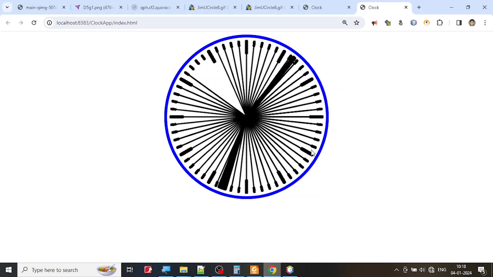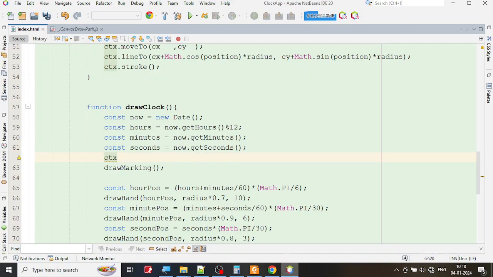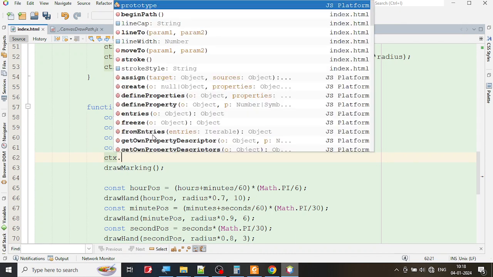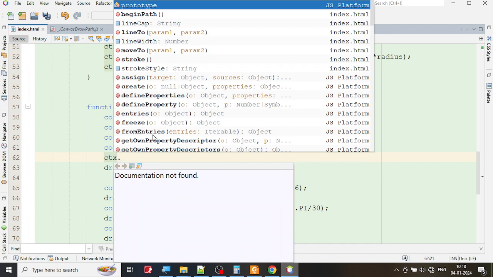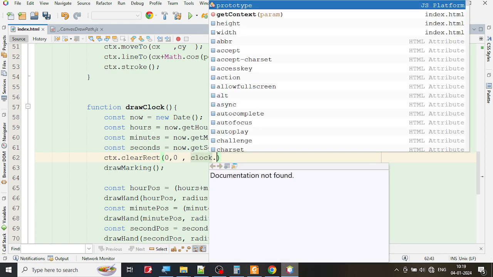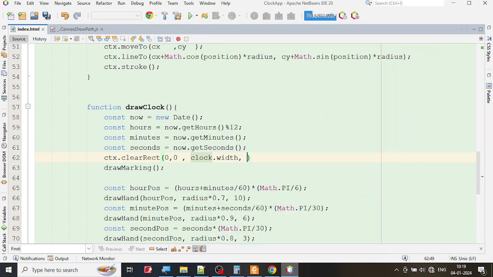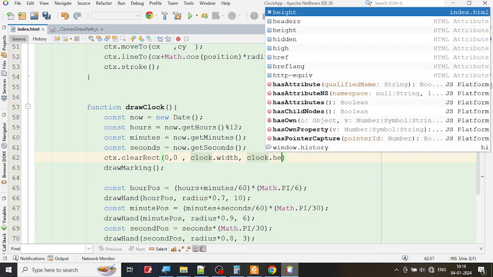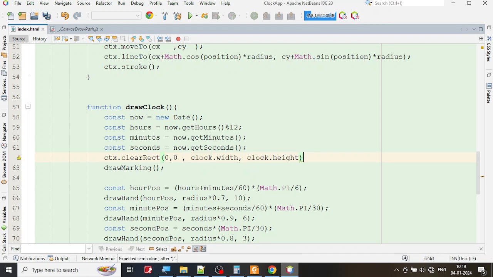We are going to clear that whole region, and then we are going to proceed. So let's start with the CTS. What I can say is clear rectangle RECT, starting from 0, 0 till the width and height of the clock. So I'm going to say CLOCK dot width and CLOCK dot height. I'm going to just clear that thing so that it clears it every second.